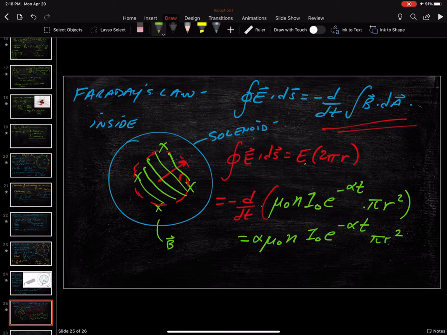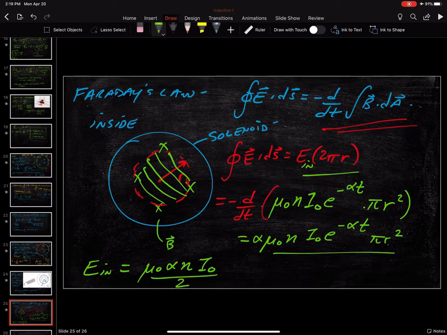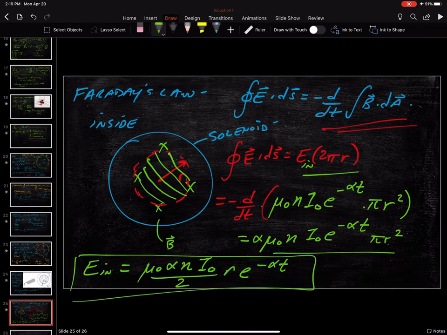And so solving for E inside means setting this equal to this, dividing by 2 pi r, you get E inside is equal to, the pi's cancel off, mu naught alpha n I0 over 2 r e to the minus alpha t. I think that's right. Okay. This is the induced electric field inside of this solenoid. All right. Nothing to it. Not so bad. I just follow the rules on Faraday's law. Okay, and that's it.